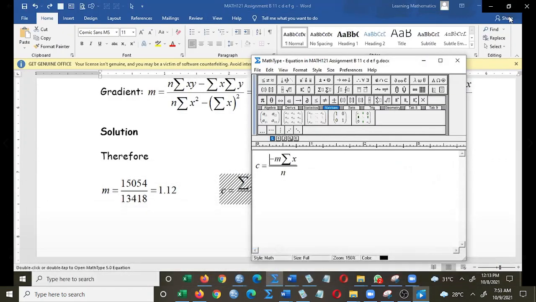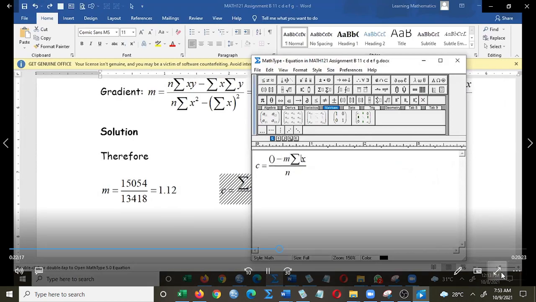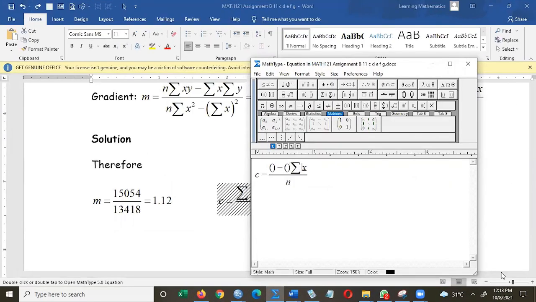Now, change this to a bracket, because we're going to substitute numbers. We already know that m comes in there, isn't that so? 1.12. Agreed? Yes, sir. Right. Now, what we need to do is to find the sum of y and the sum of x.